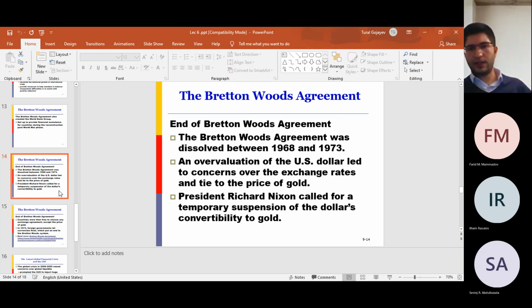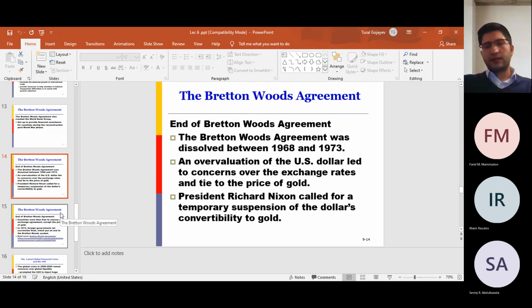In those years, in the 1970s, an overvaluation of the United States dollar led to concerns over the exchange rates and ties to the price of gold. President Richard Nixon in those years called for a temporary suspension. What is suspension? This is like temporarily stopping it, right? A temporary suspension of the dollar's convertibility to gold.